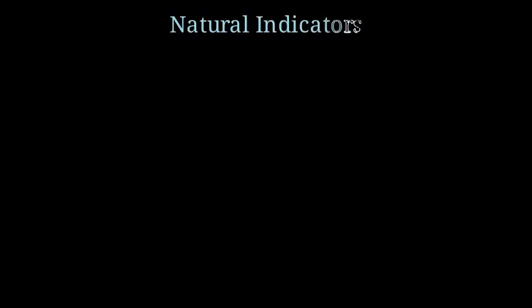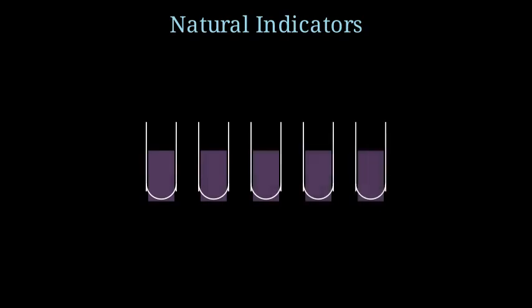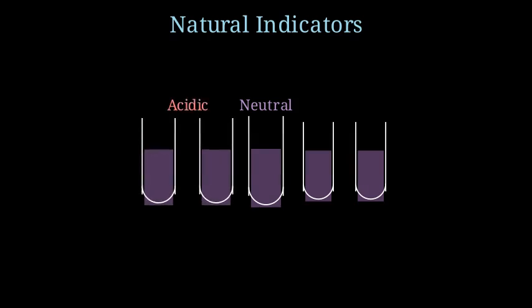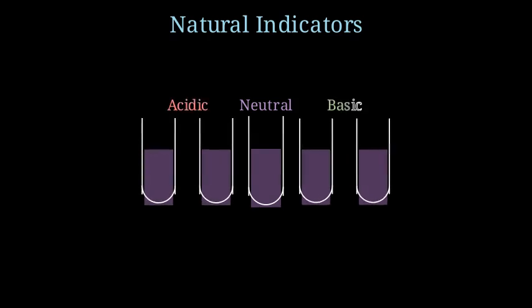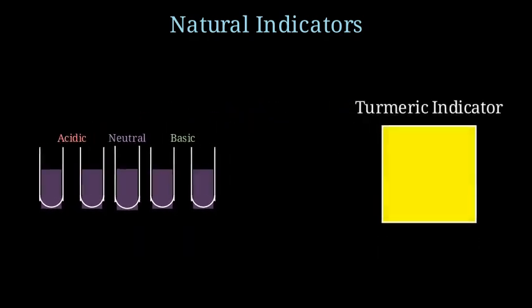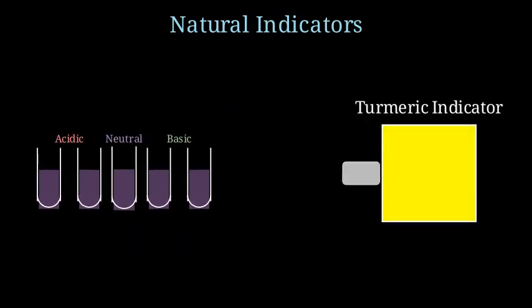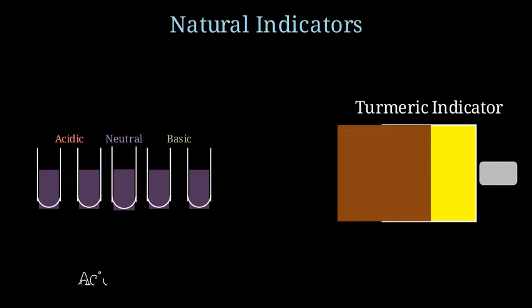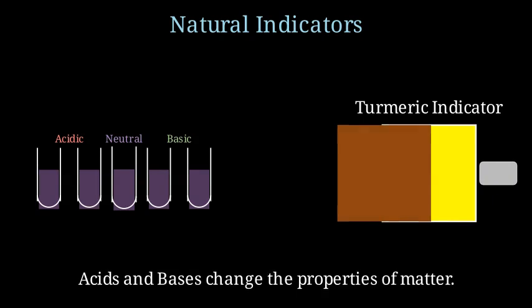Beyond litmus, nature is full of these indicators. Look at this extract of red cabbage juice. In its neutral state, it's a beautiful purple. As we add acid, it shifts through pinks and reds. As we add bases, it moves through greens and yellows. Even the turmeric in your kitchen turns a deep reddish brown when it touches soap. This is our first clue that acids and bases aren't just labels. They are states of being that change the very properties of the matter they touch.